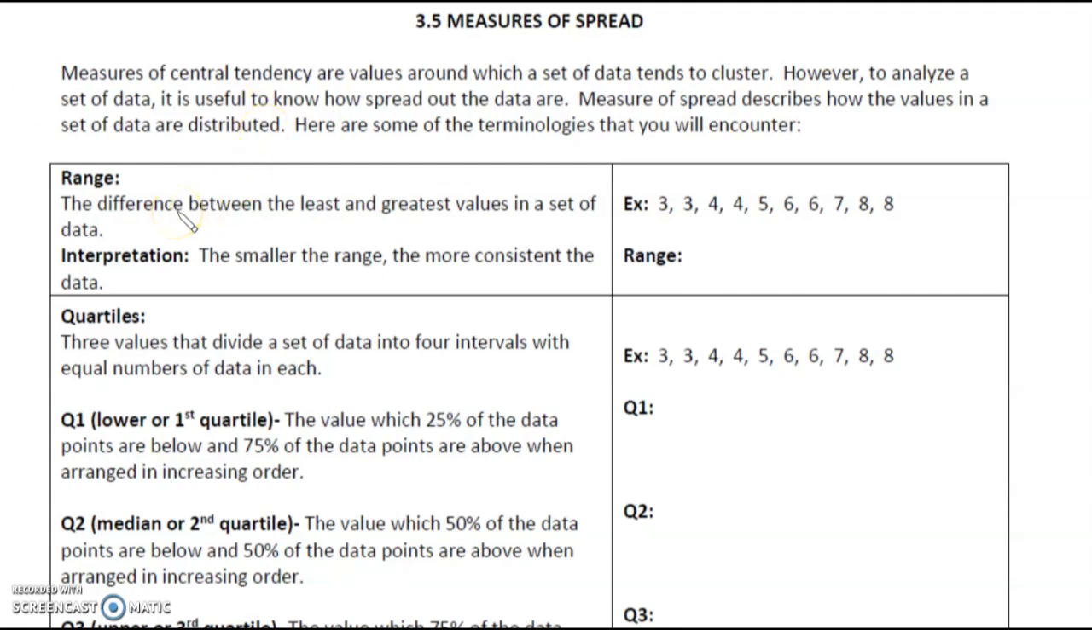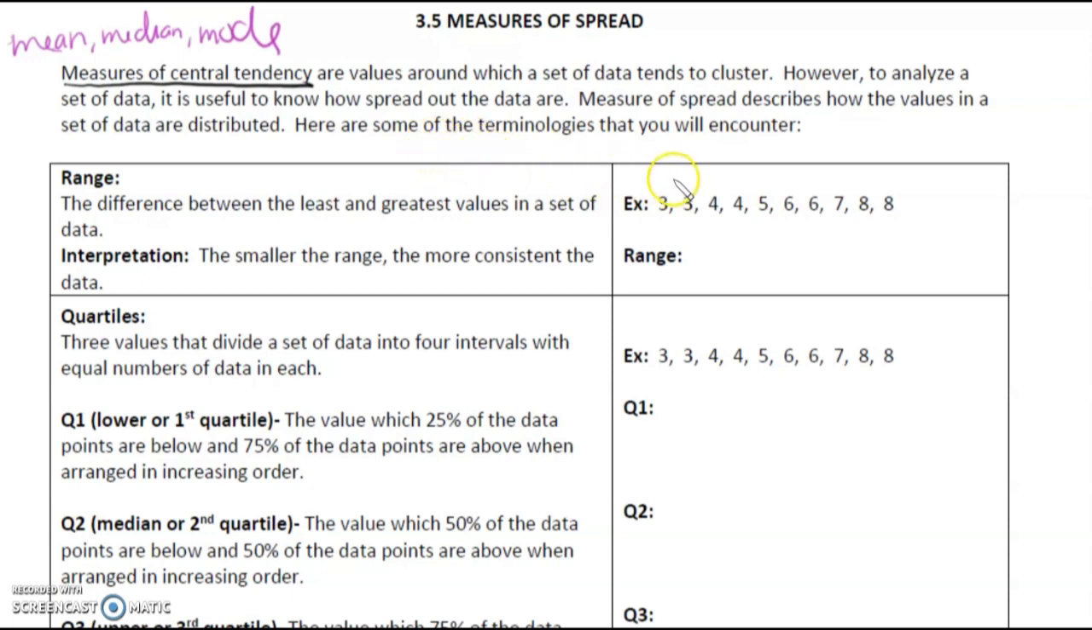Okay, 3.5 measures of spread. Measures of central tendency are values around which a set of data tends to cluster. As a recap, measures of central tendency are mean, median, and mode. There are other measures, but those are specifically central tendency. However, to analyze a set of data, it's useful to know how spread out the data are. A measure of spread describes how the values in a set of data are distributed.